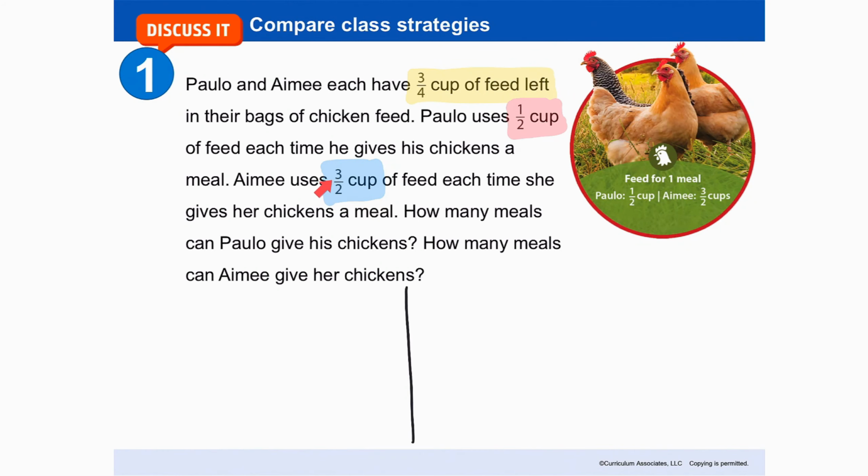I noticed, like that slide I talked about previously, if we have a numerator that's greater than a denominator, it means there's going to be more than one whole. So Amy is going to feed her chickens more than a cup and a little bit more. So I can already, just by reasoning, know that she's not going to have enough to make a full meal. So let's do some math here. Let's start with Paulo.